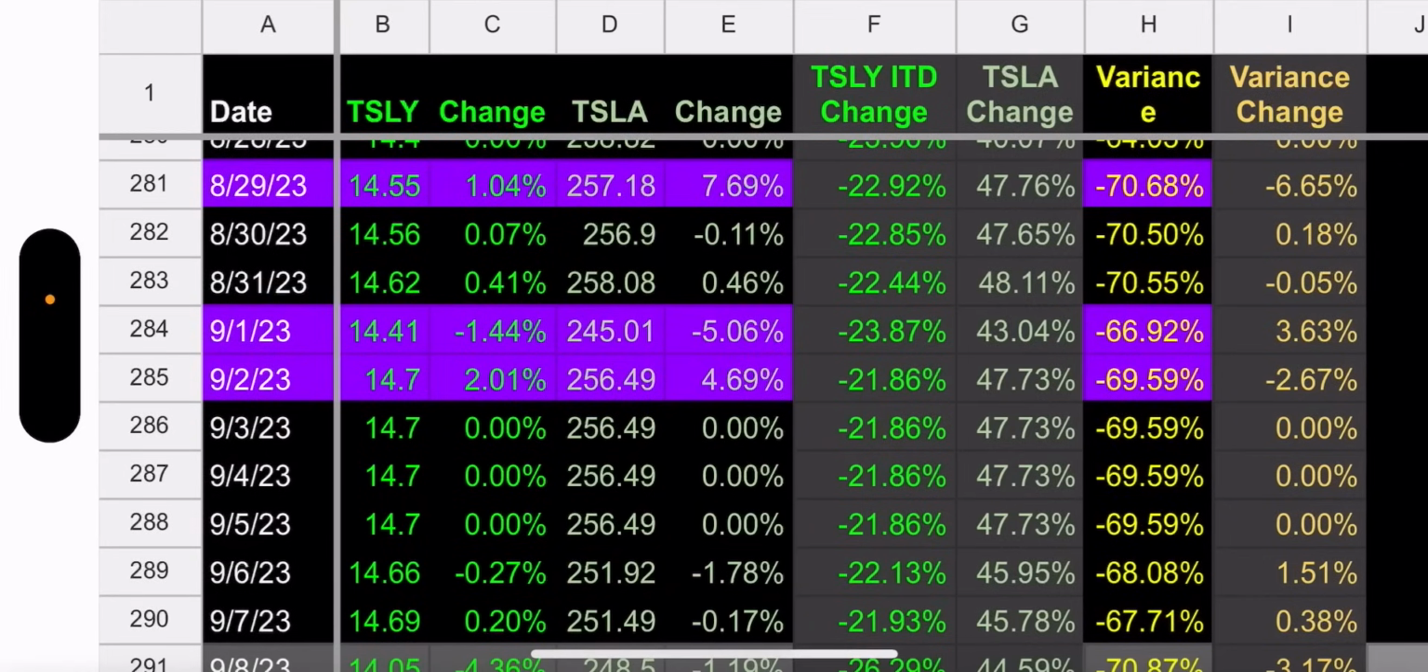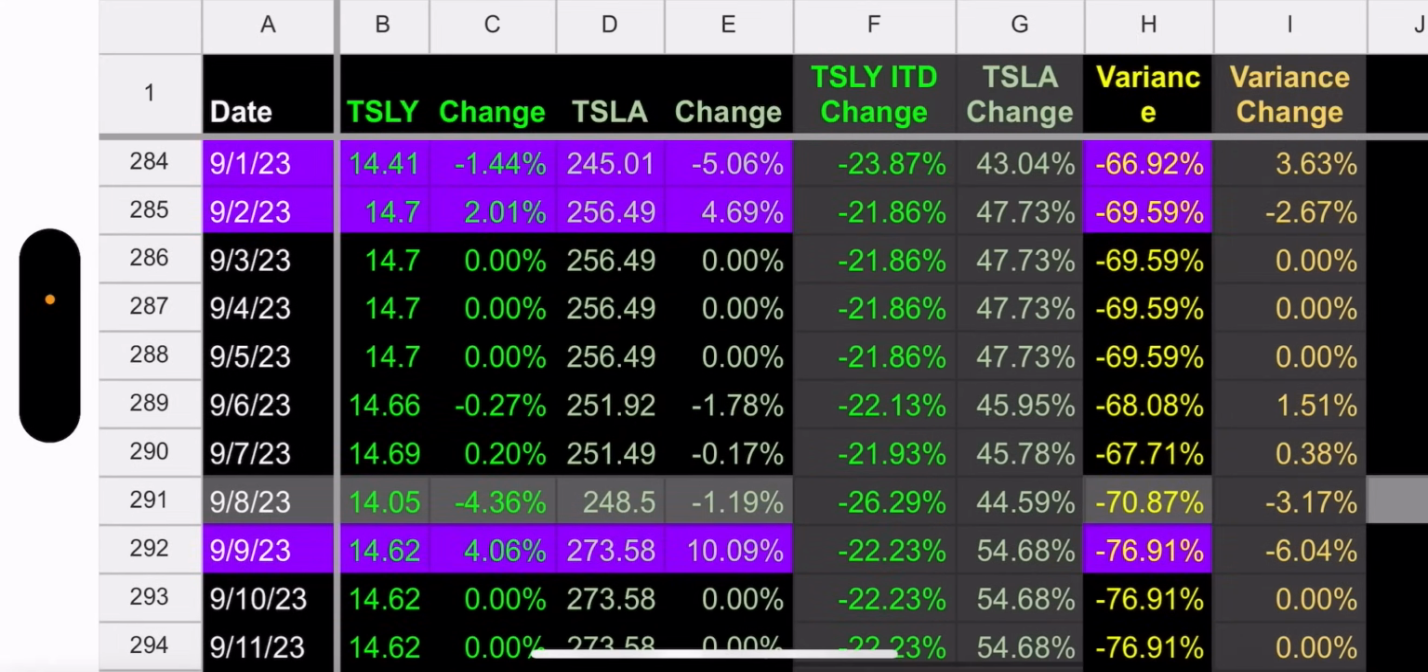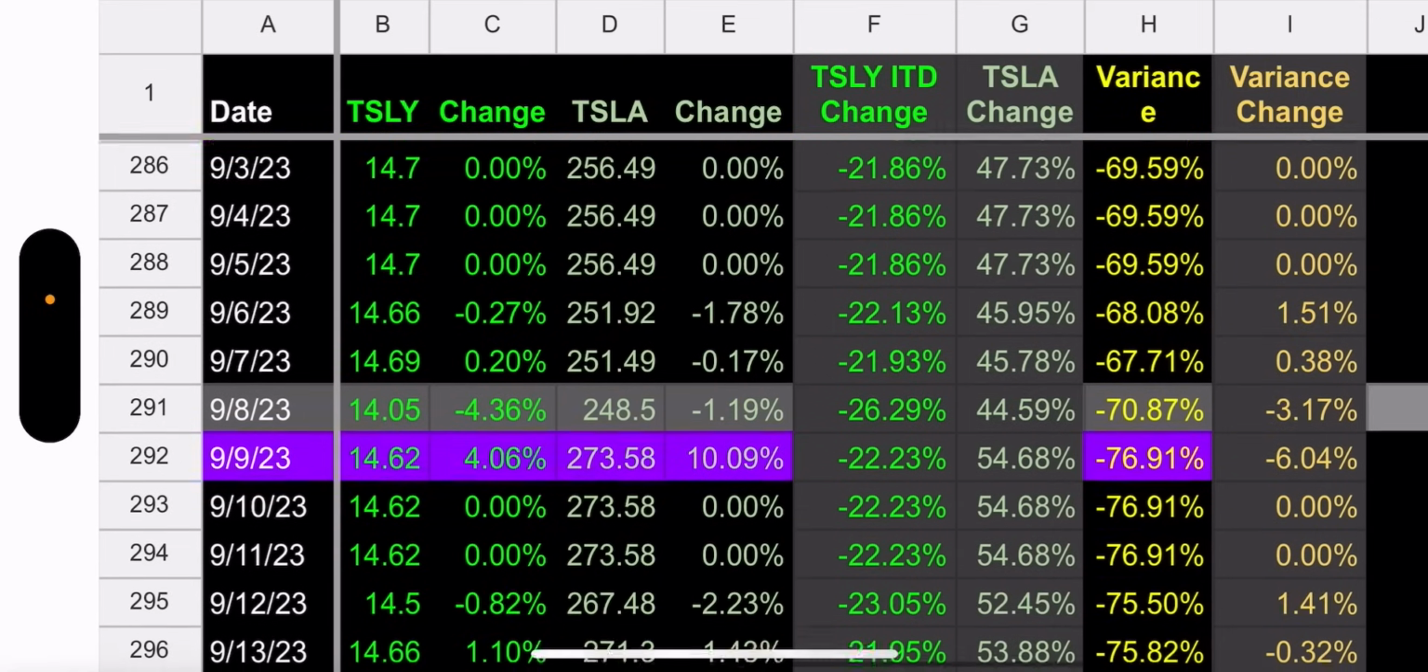Tesla is beating TSLY by two purples in a row. This one, luckily, onset offset. So you could see, TSLY only dropped 1% when Tesla dropped 5%, but probably because of our options. But then the next day, Tesla jumped 4%. We jumped 2%. So I'm not sure what happened there.